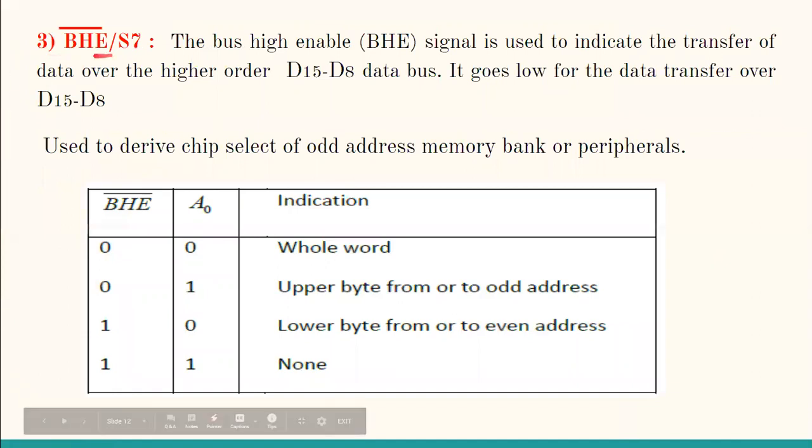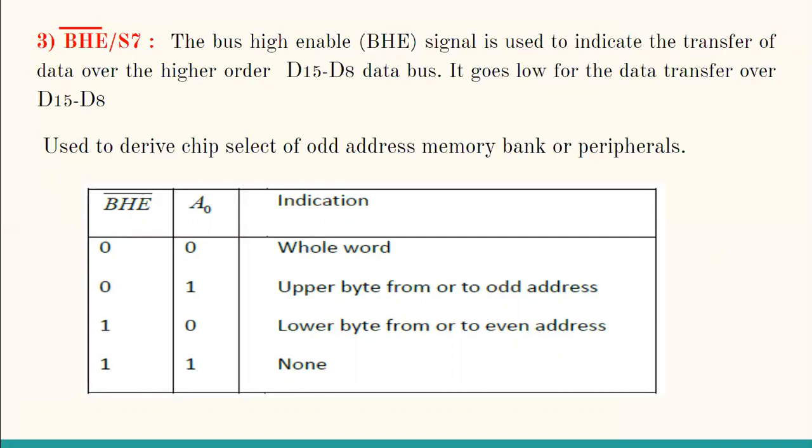Now coming to this pin BHE bar / S7, this is again a multiplexed line wherein the value of BHE bar or the value of status bit S7 is given. So BHE stands for bus high enable. The data bus is 16-bit. Its higher byte, that means D8 to D15, whether it is enabled for the transfer or not, is indicated by this BHE bar signal. It is an active low signal.